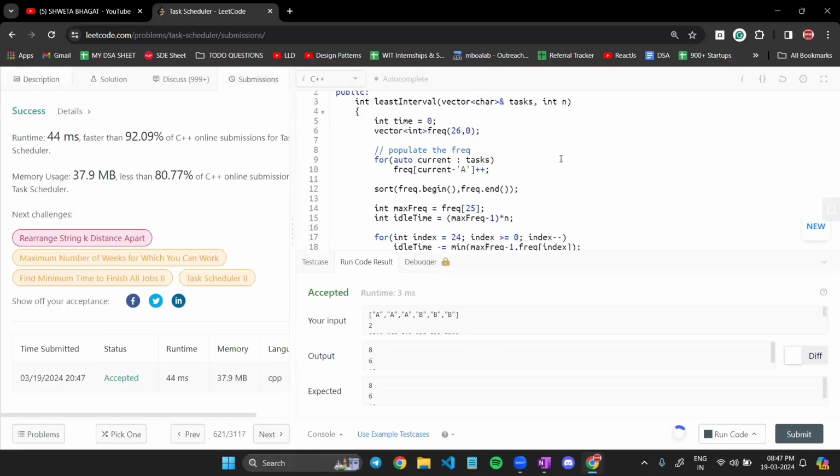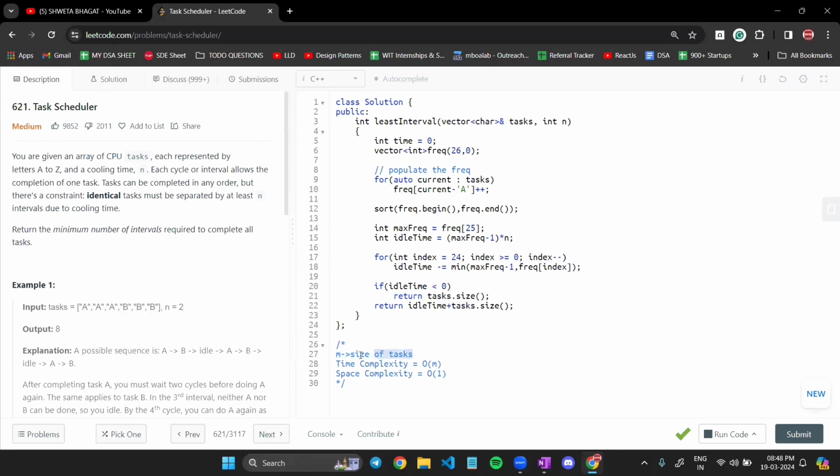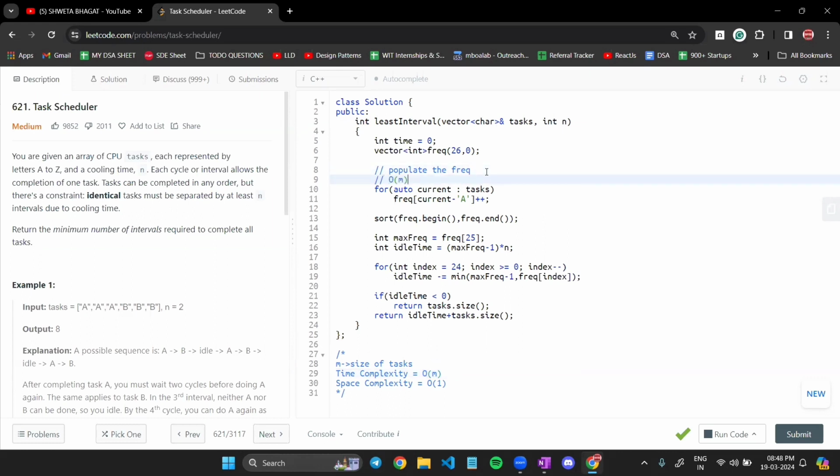And it got accepted. Now, talking about the time complexity and space complexity. If we consider m as the size of task, that is, if there are a total of m tasks present in this vector, then the time complexity would be order of m. Why? We can see over here that we are iterating over all the elements of this task array, correct? So if we have m elements present in it, we are iterating m number of times. So that's why the time complexity is order of m.